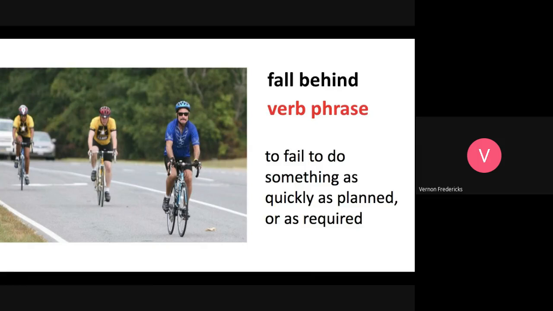Next one is a verb phrase. This verb phrase is fall behind. Okay. Fall behind means to fail to do something as quickly as planned or as required. So here in the picture, we have 1, 2, 3 cyclists. The person right at the back, he is falling behind. He is not together with the first two. So he is going slower than the two that are in the front. Okay, so the third person on the bicycle, he is falling behind.